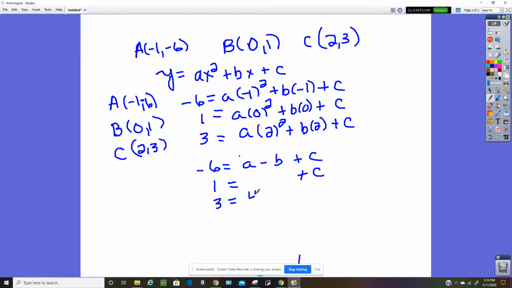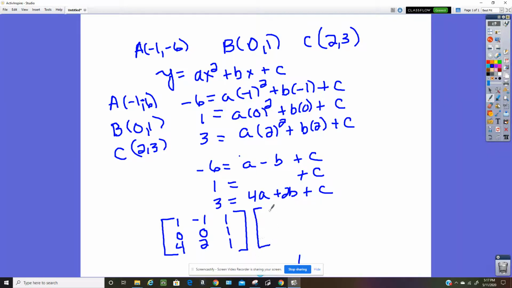is equal to 4a plus 2b plus c. So if I make this a matrix equation, then I'm just going to use the coefficients of all these letters here. So 1, -1, 1 would be the first row. The second row I have 0 A's and 0 B's and then 1 C. In the third row I have 4 A's, 2 B's, and 1 C, so 4, 2, 1. And then this matrix is going to be A, B, C. And then that's going to equal -6, 1, and 3.